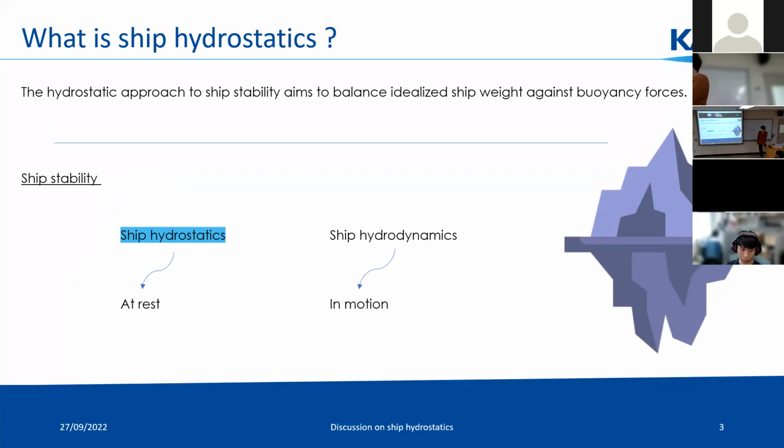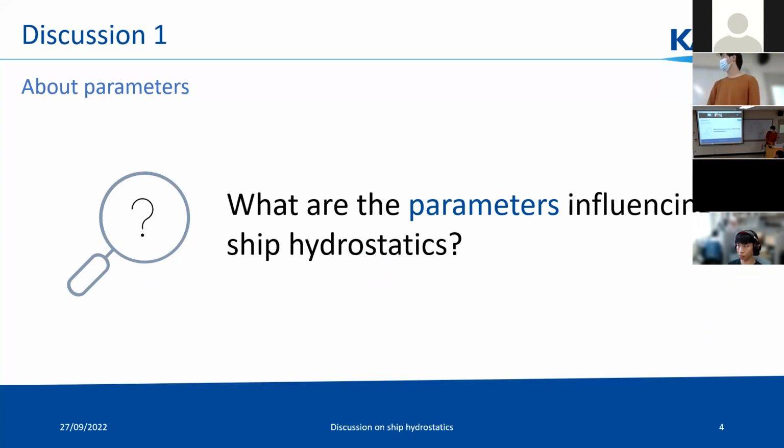So for ship stability, we have to study two things: ship hydrostatics and ship hydrodynamics, which is at rest and in motion. Now that we have the definition of ship hydrostatics, we shall do the discussions. The first one is about the parameters that influence ship hydrostatics. Do you know what they are?